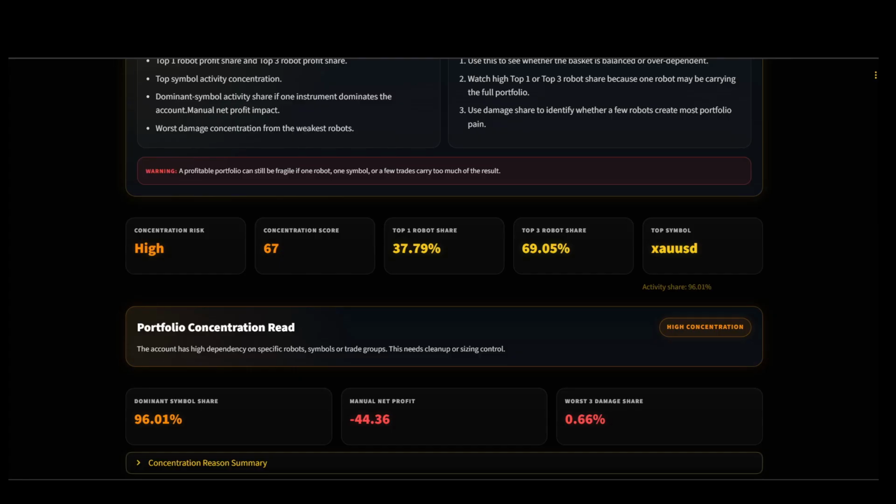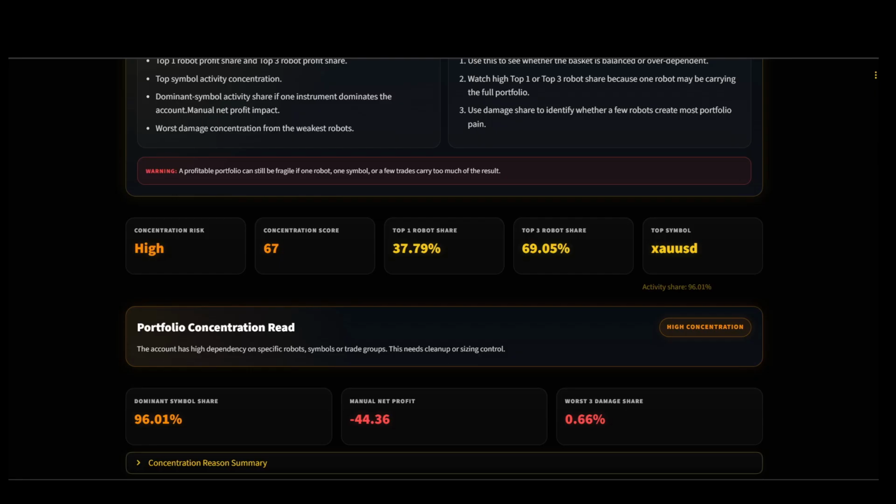Then the layer continues even further into the deeper structural pressure metrics behind the concentration profile. Now we see dominant symbol share, manual net profit impact, and worst damage concentration from the weakest robots. And this becomes extremely useful because the workflow is now separating healthy diversification from concentrated exposure risk. So for example, a dominant symbol share above normal levels immediately tells us that one instrument is controlling most of the account behavior. The manual net profit impact helps detect whether discretionary intervention materially affects portfolio structure. And the worst damage share evaluates whether a small group of weak robots creates most of the portfolio pain.